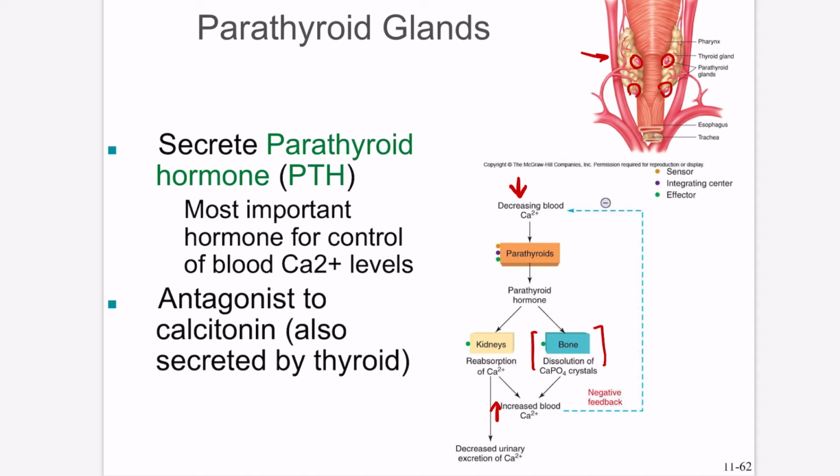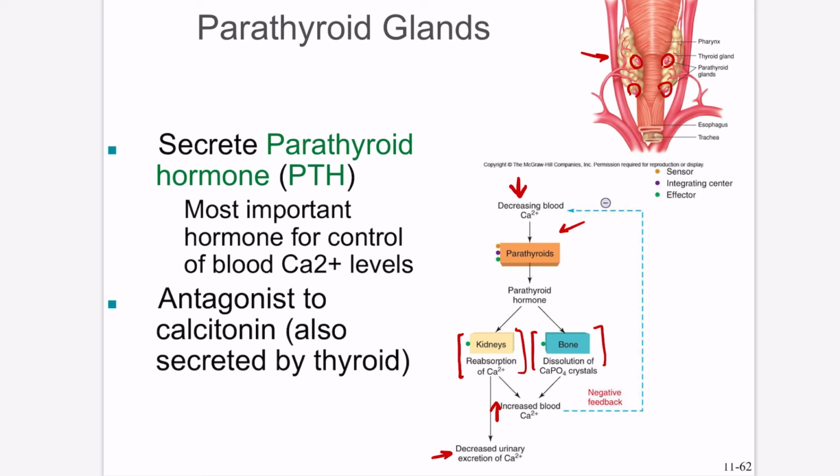Another way it works is that it will increase absorption of calcium within the kidneys. So that's a second way to do that. And that will mean that less calcium is excreted during urination. And this increased blood calcium is going to cause a negative feedback effect on the parathyroid. This is an antagonist to calcitonin.